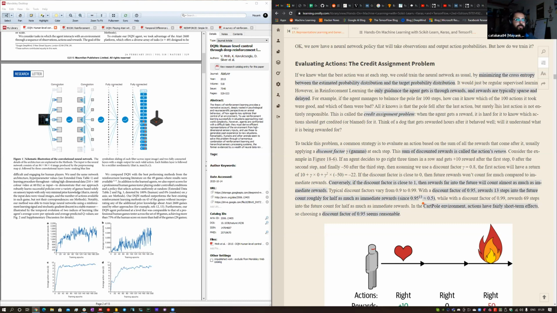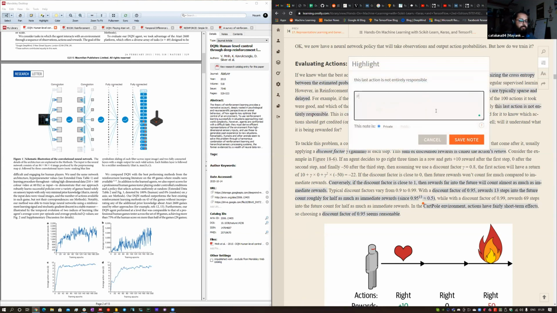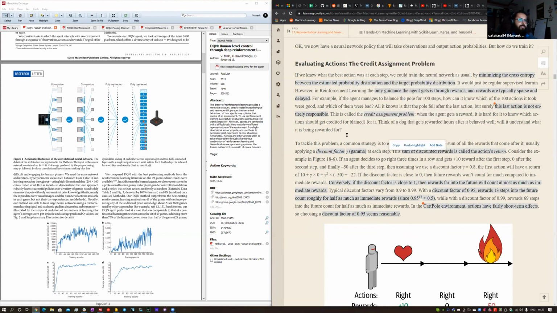So it will be MDPs. This is used in some games, Atari games. And this is a kind of a credit assignment problem: when an agent gets a reward and it's hard to act, it's hard for it to know which actions should be credited or blamed for it.